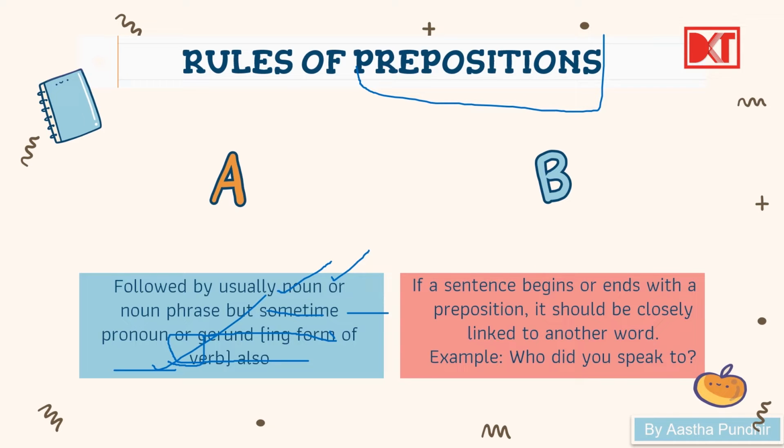And the second rule is that if a sentence begins or ends with a preposition, it should be closely linked to another word. For example, whom did you speak to? Now this is ending in a preposition, right? So it will be closely linked to another word. Another word, it will be linked to speak. When you speak to somebody, right? In this way. So now let's move on to the next slide.